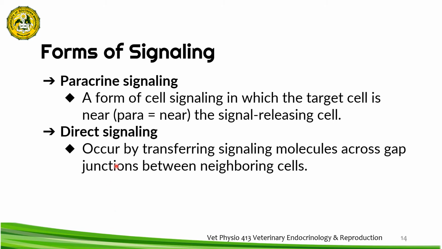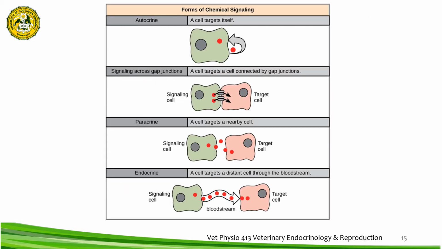Next, we have direct signaling. This occurs by transferring signaling molecules across gap junctions between neighboring cells. So these are the different forms of chemical signaling. We have the autocrine, in which the cell targets itself. It produces a signaling molecule, then that molecule will target the cell itself. We also have signaling across gap junctions, where the cell targets a cell across the gap junctions. Here we have the signaling cell and the target cell, and the presence of the gap junctions.